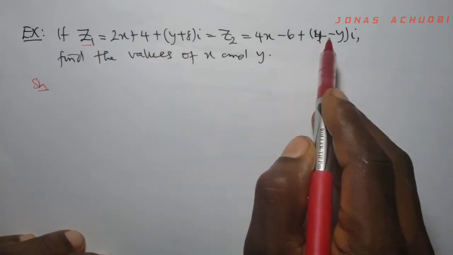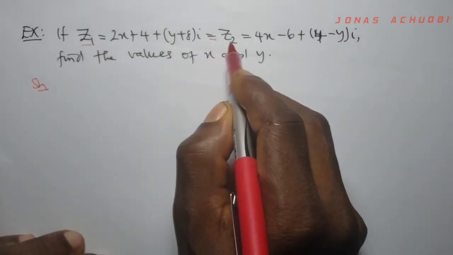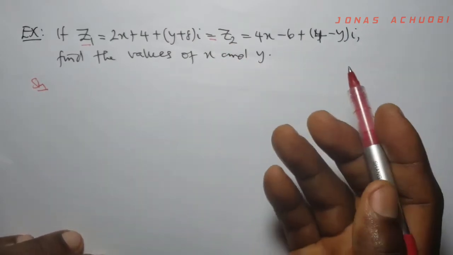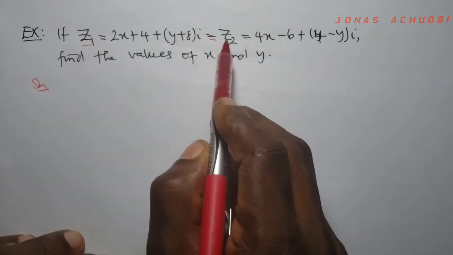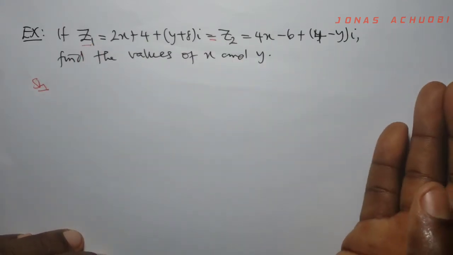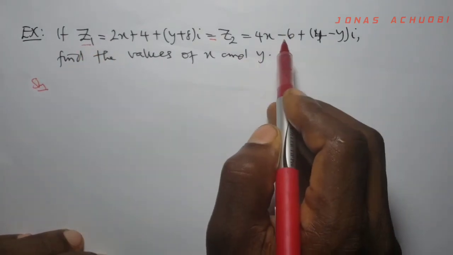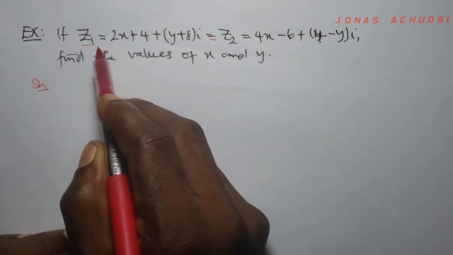Now we are told from the statement here that z1 is equal to z2, and we're asked to find the values of x and y. Now what do we know? We know that if complex numbers z1 and z2 are equal, then the real part of z1 must be equal to the real part of z2, and the imaginary part of z1 must be the same as the imaginary part of what?